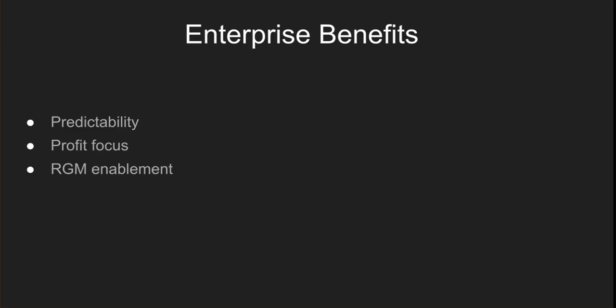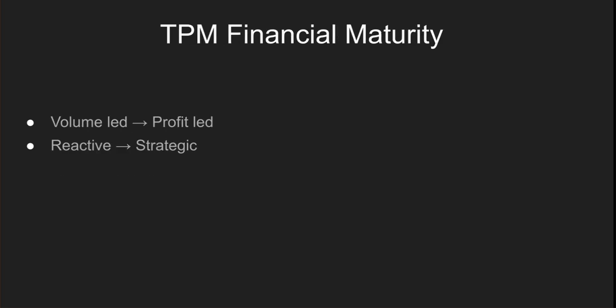Let's talk about the enterprise benefits. Using this we will be able to predict profitability. Predictability will be easy, like how much we will be able to sell next year. Then the profit focus also increases, how we will be able to gain profits and losses. If any loss is happening, RGM is also enabled in this.